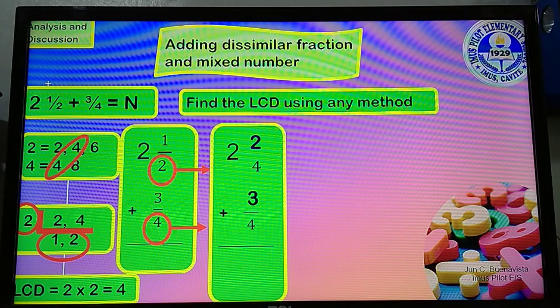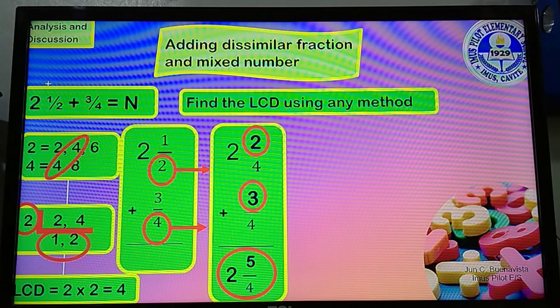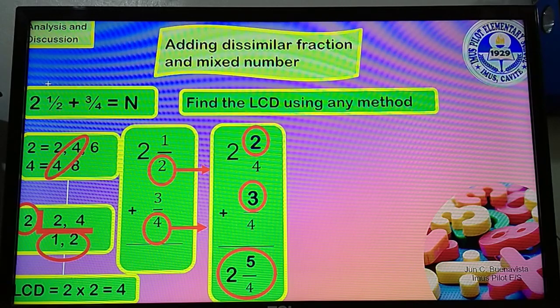So, the first thing you are going to add is the whole number. Since we have only one whole number, you have to bring down 2 and copy the common denominator, which is 4. Then, get the sum of 2 and 3, or 2 plus 3 equals 5. Now, look at our answer: 2 and 5/4. So, 5/4, we call that an improper fraction. When we see an improper fraction, the numerator is greater than the denominator.